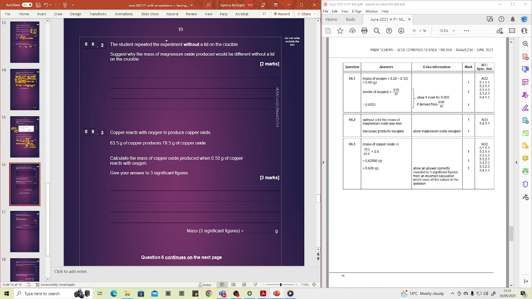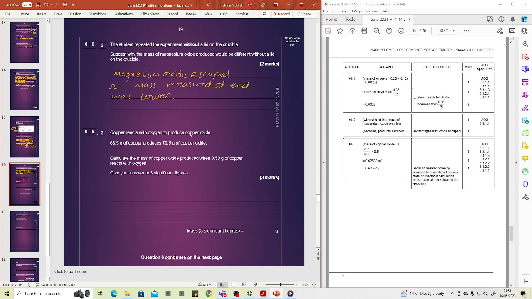The student repeated the experiment without a lid on the crucible. Suggest why the magnesium oxide mass would be different without a lid. Okay, so magnesium oxide escaped. So the mass measured at the end was lower. It's a very, very light ashy powder that you get, so that's why it escapes.